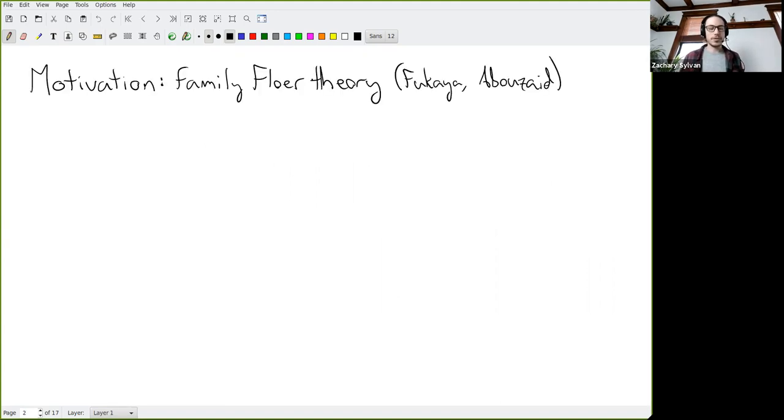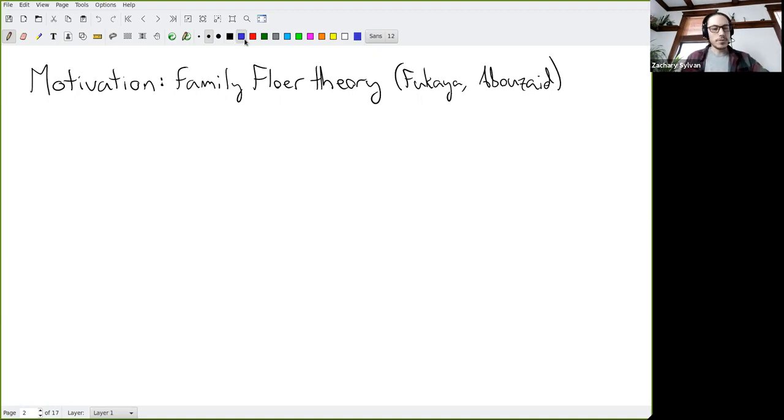So the motivation for this, and I should say, this is not ultimately a talk about family Floer theory, and I'm not an expert in family Floer theory, but nonetheless, this is the motivation for what I'm going to get to. So I want to start by giving an overview of what the point of family Floer theory is.